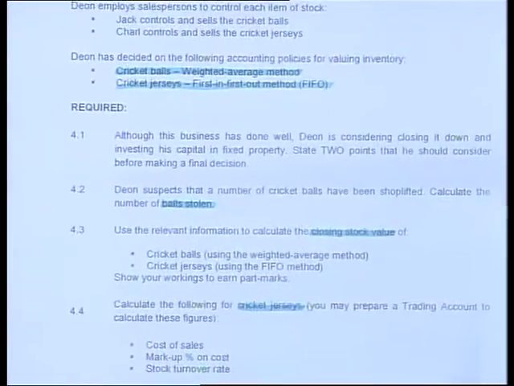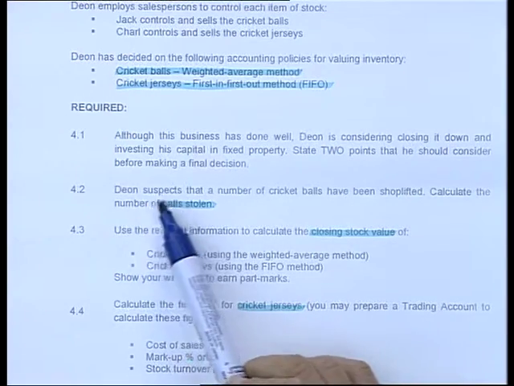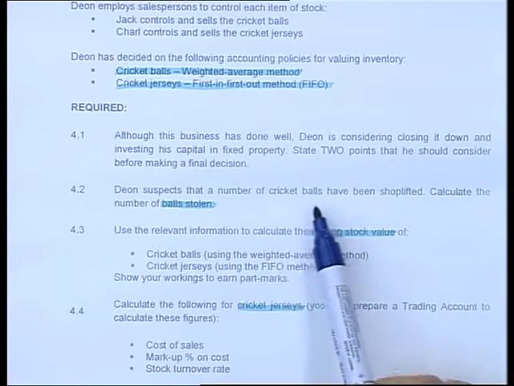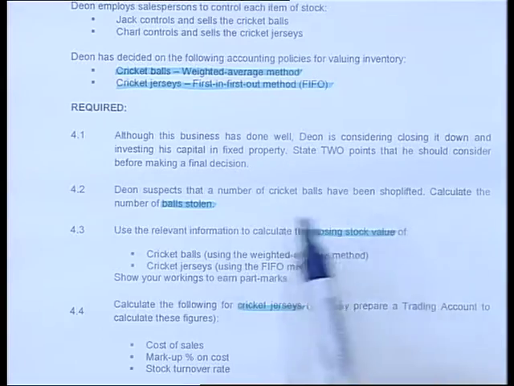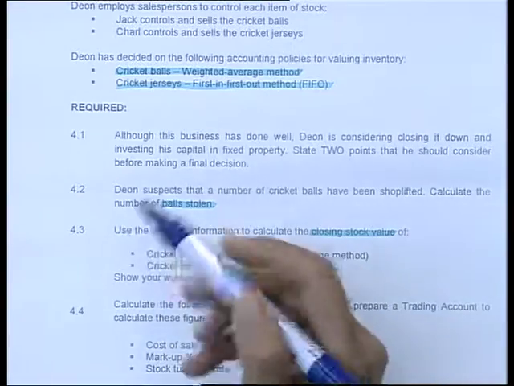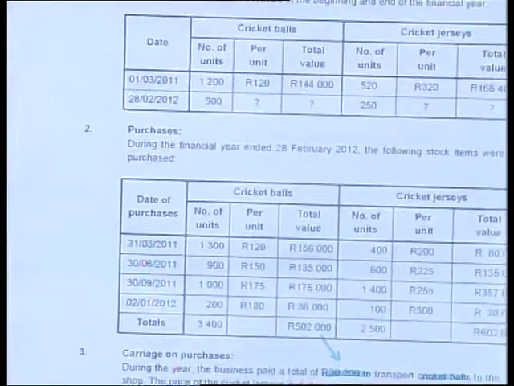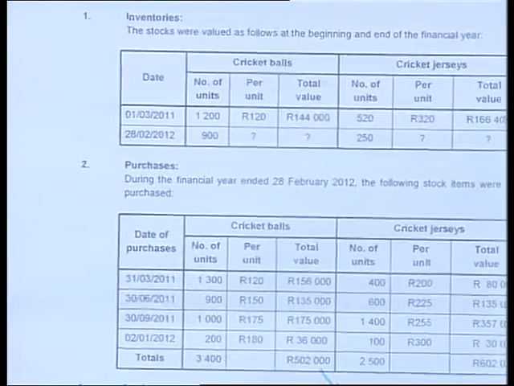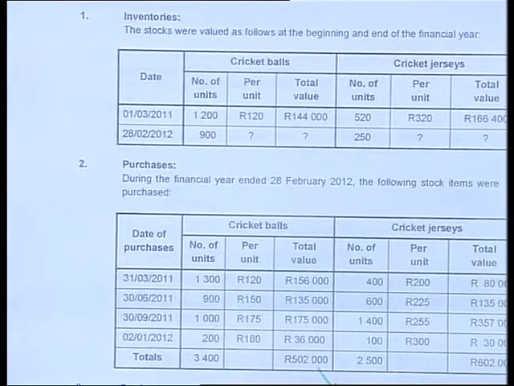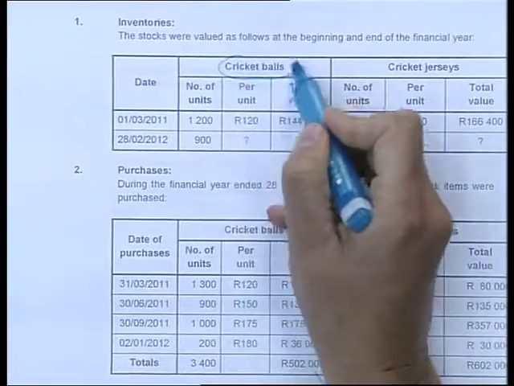Okay, 4.2. Dion suspects that a number of the cricket balls have been shoplifted. Calculate the number. Remember, this is not a value, it's the number of balls stolen. So if you go to your information sheet, let's go there. This is now cricket balls we are talking about, so don't get confused between the two. So we're only going to look at the cricket balls first.